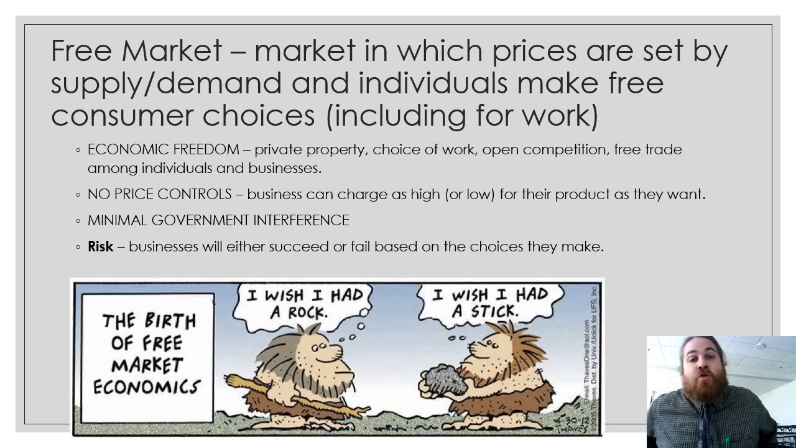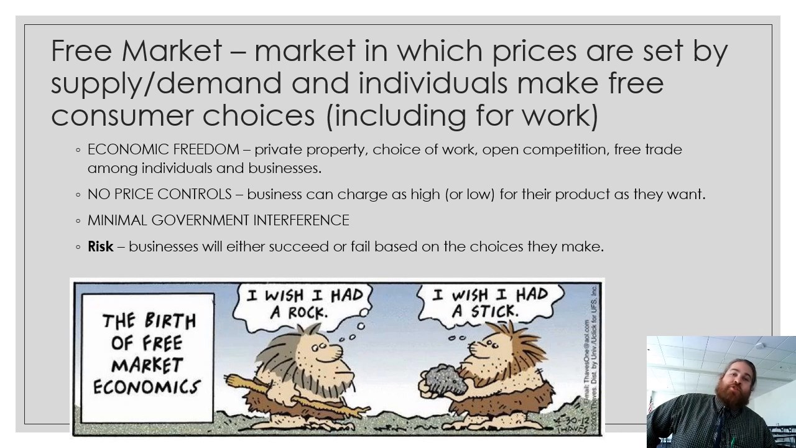The idea that you can choose your job, you can choose your work, open competition between businesses like Pepsi and Coke, or Apple and Google, or whatever it is now, among individuals and businesses. And so the key of this is competition. Everyone in the society is competing against each other for limited wealth and limited resources.